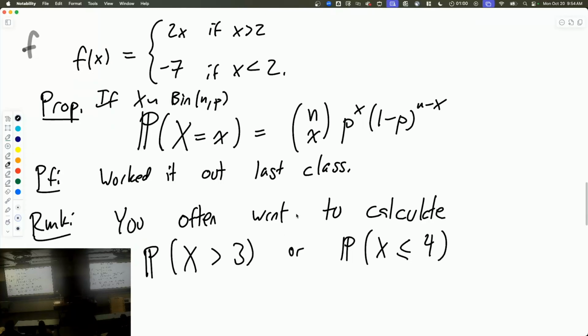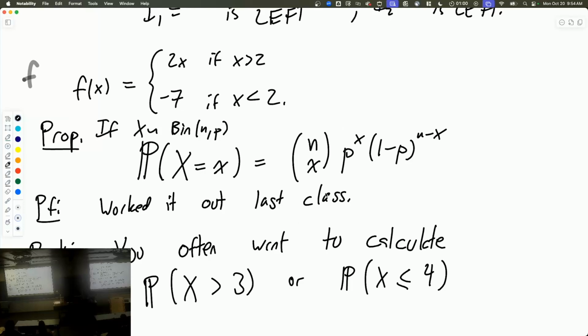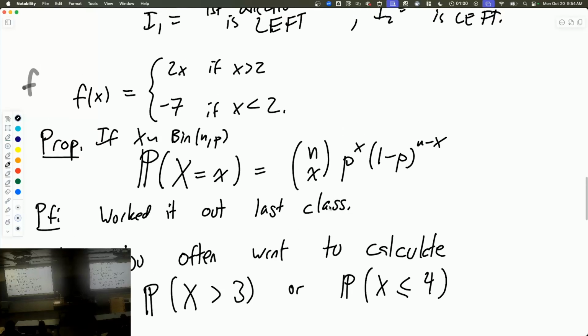And so the binomial random variable is a really nice example of a random variable where you can understand where it comes from and also write out different events. That'll be on your homework. Any questions or comments about the binomial?